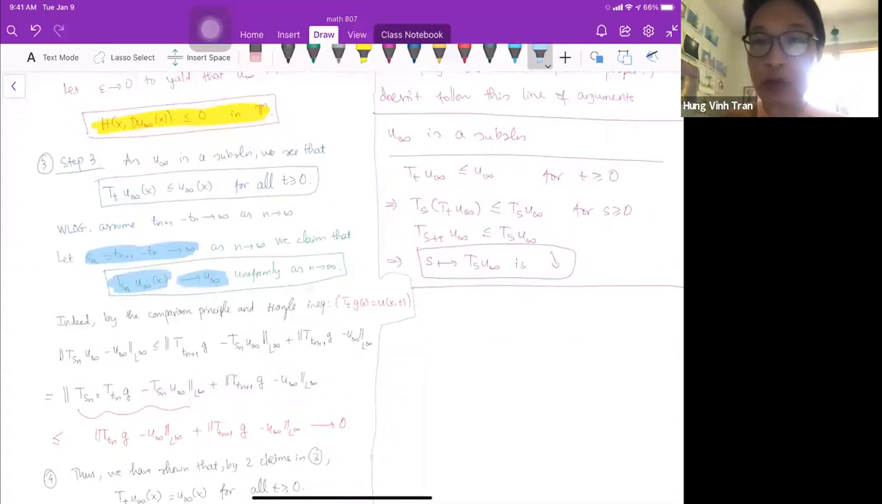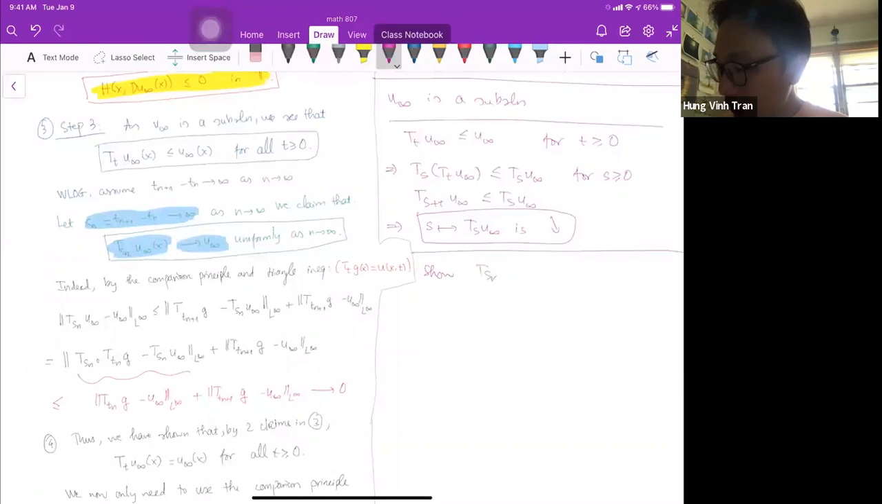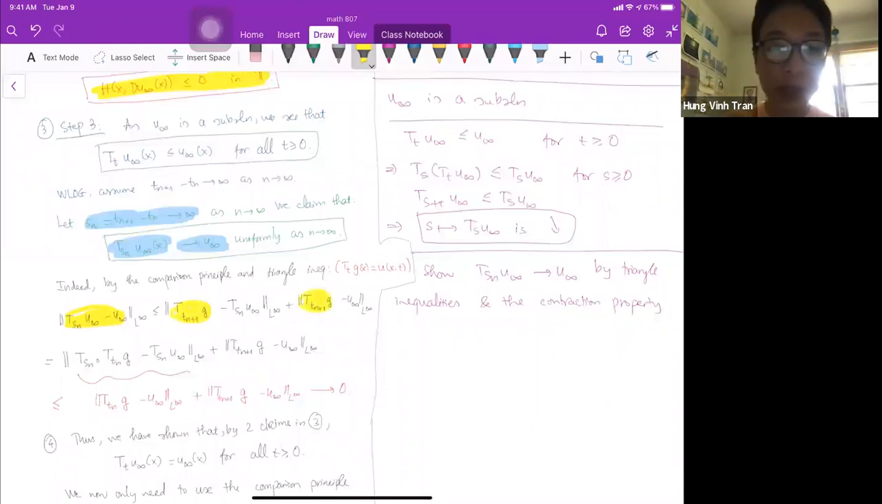Okay, so let's prove this one quickly. How do we prove this? We are using the triangle inequality. We're going to show T_{s_n} U infinity converging to U infinity by the triangle inequality and the contraction property. So I'm comparing T_{s_n} U infinity minus U infinity. I'm using the triangle inequality, squeezing in a new term. And then I write T_{t_{n+1}} as T_{s_n} composed with T_{t_n}, because that's exactly T_{t_n} plus s_n. And the other side, I just keep it, this is just that term I kept.